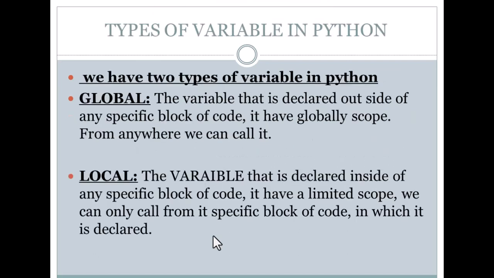So here we have types of variable in Python. We have two types of variable in Python. One is the global variable, the variable that is declared outside of any specific block of code. It has global scope, from anywhere we can call it. So this global variable is the variable you can call from any specific block of code.